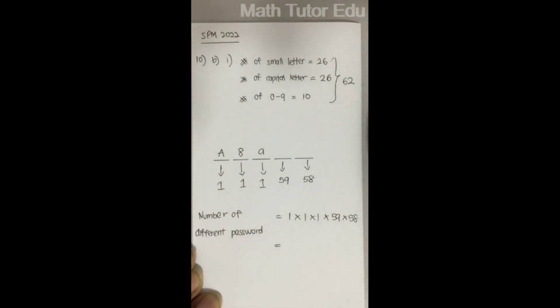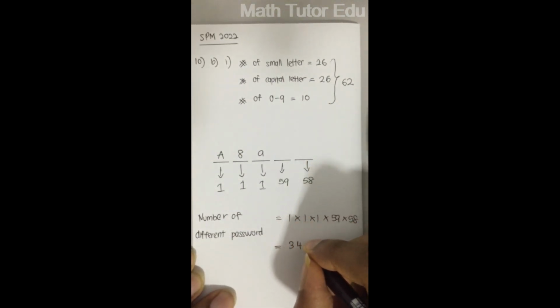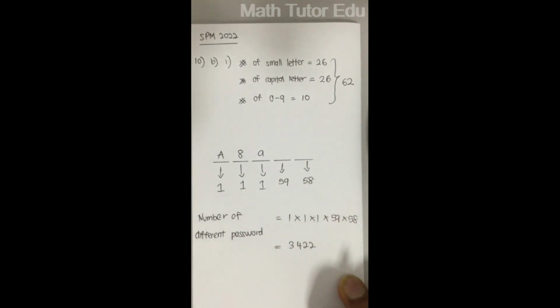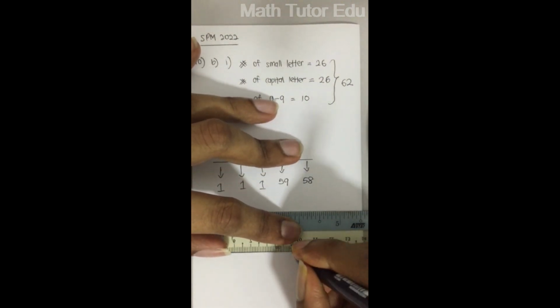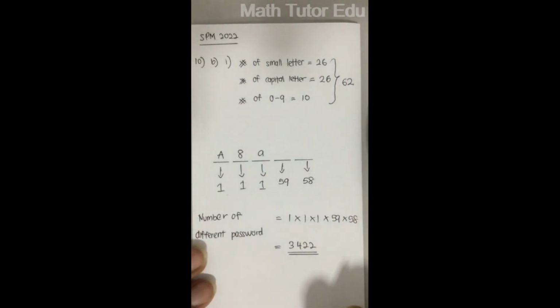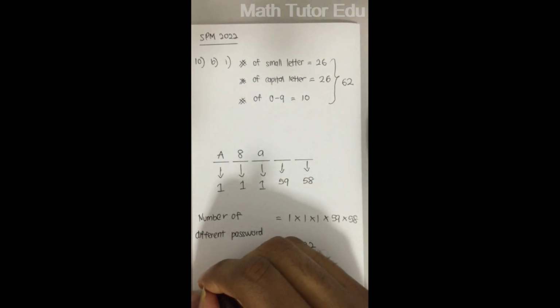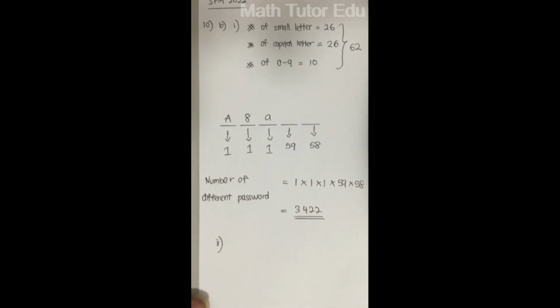So 3422. This is your answer for question 10b part 1. I hope you guys are clear about this explanation. Okay, so we are done with question B part 1. Let us proceed with our discussion for question B part 2. Question B part 2 is going to be slightly tricky.